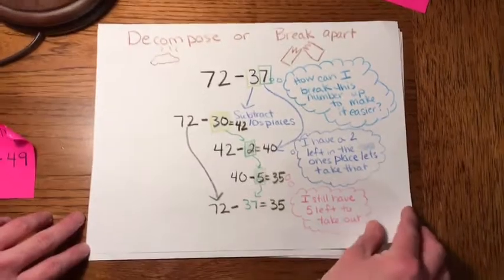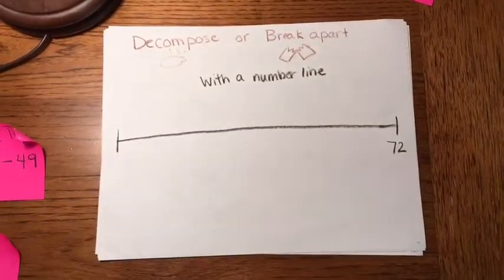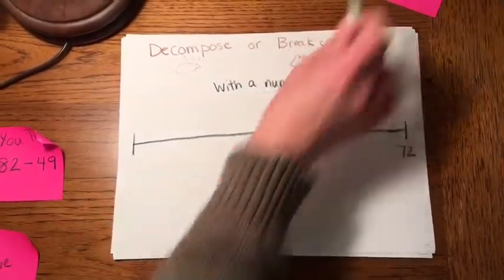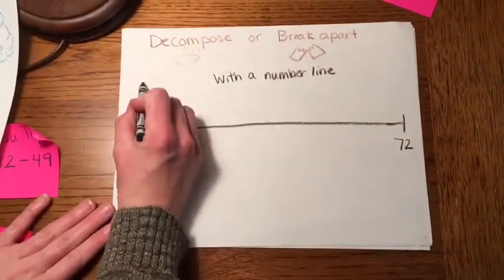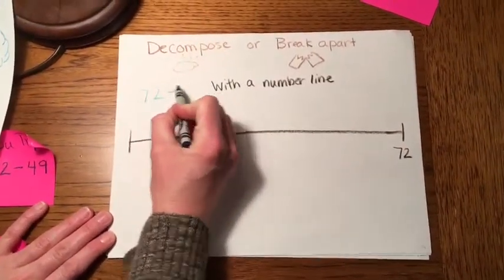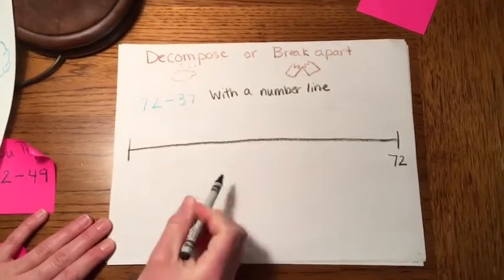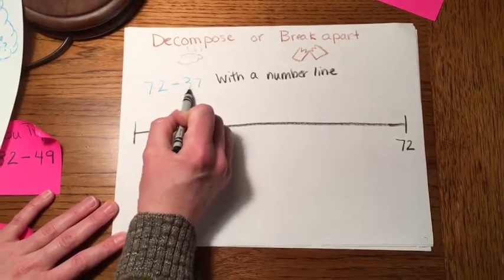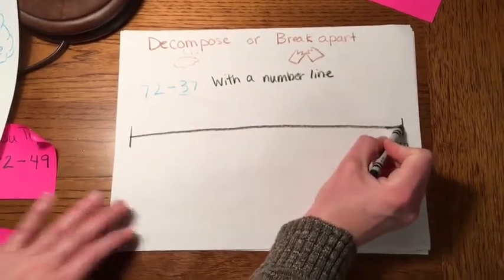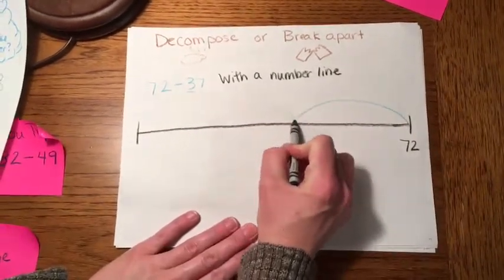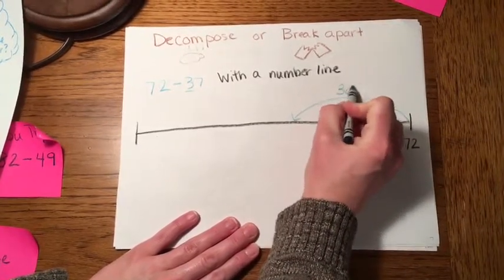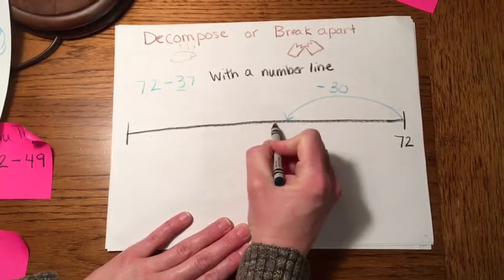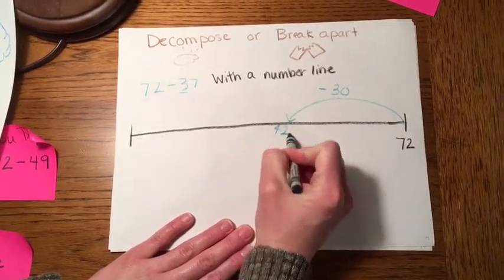Let's take a look at how that would look on a number line. To decompose and break that number apart, we're still working with that 72 minus 37. So we're going to start at our 72. We're going to take that tens place out, which is 30. So we're going to jump back 30. So 72 minus 30 is going to leave us with 42.